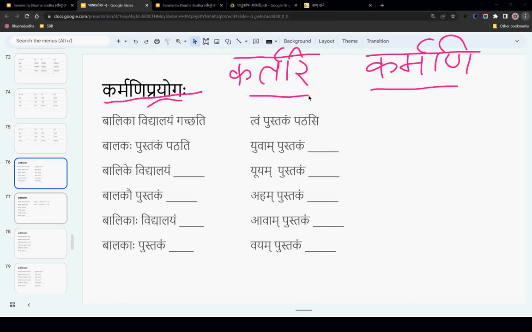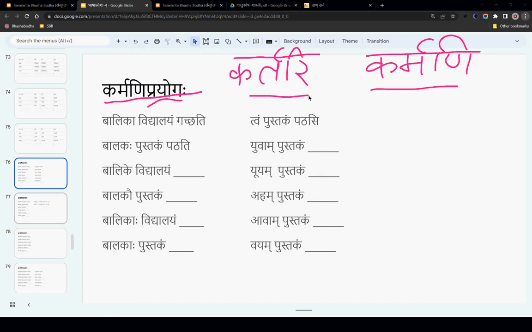Example. Rajakumarah. Rajakumara meaning what is the meaning? Rajnyah Kumarah. Or other one is like Devalayah. Udaharanam. Devalayah. Devasya Alayah.